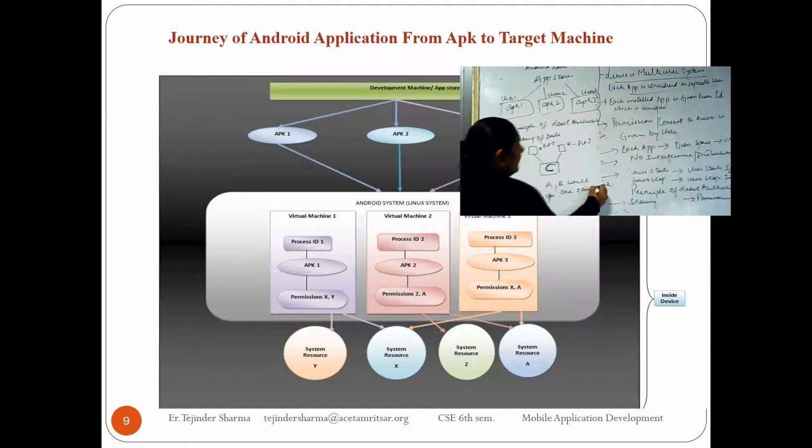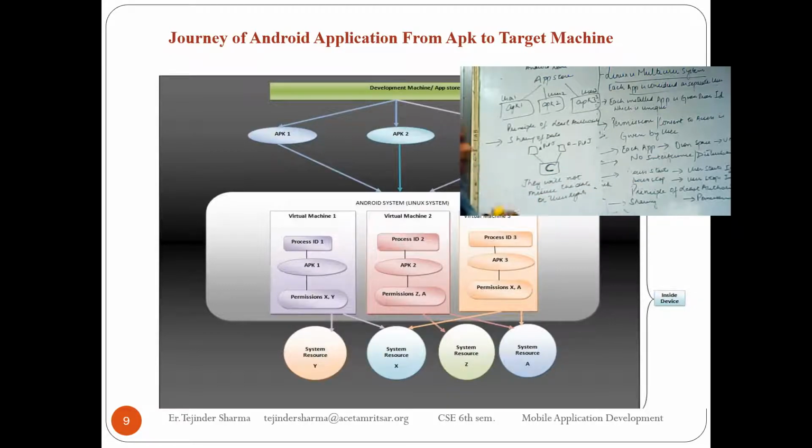A and B will sign the same certificate. What does that certificate contain? The certificate contains that they will not misuse the data, or misuse their rights. They are not supposed to misuse the permissions which are given to them. Fine.